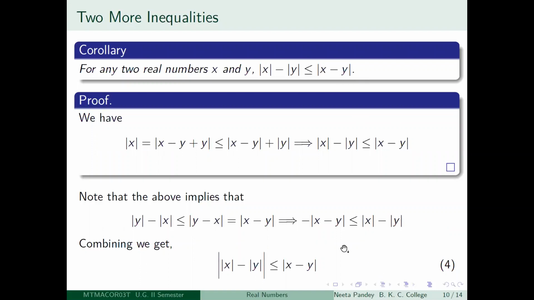So if you write it succinctly like this, it is the same as mod of mod x minus mod y is less than or equal to mod x minus y. This inequality is going to be very useful to us later on also. So you have to stress on it. So we have proved three basic inequalities using modulus of a real number.